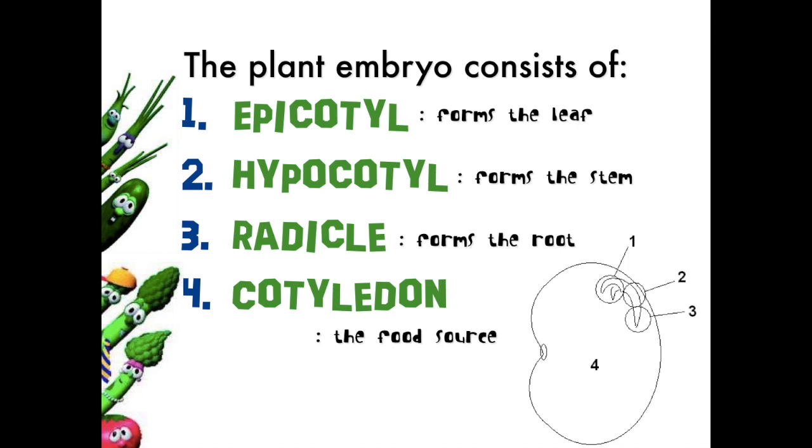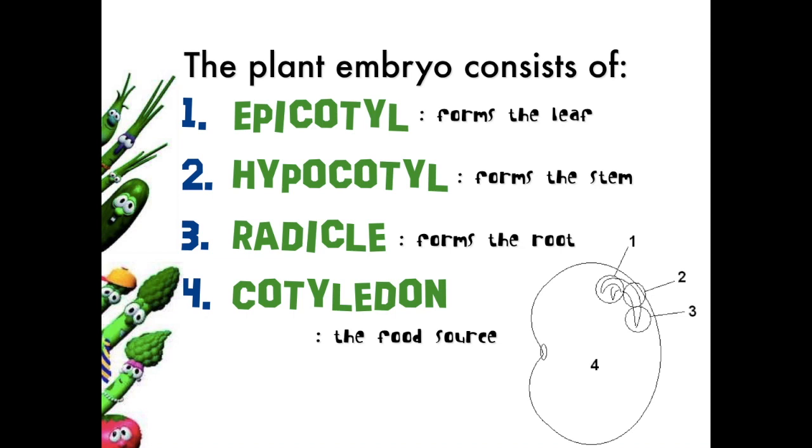Now, along with the embryo, the seed contains these three parts. In the embryo, we have the epicotyl, which is the top portion of the baby plant, which will form the leaves. Then we have the hypocotyl, which is below that, which is number 2 on this list.